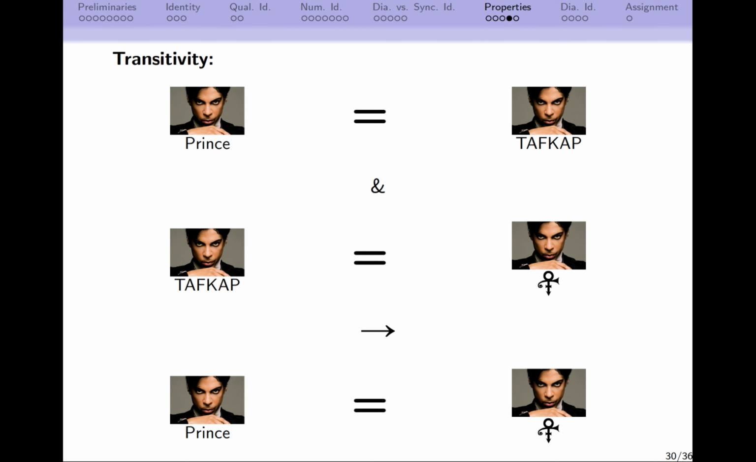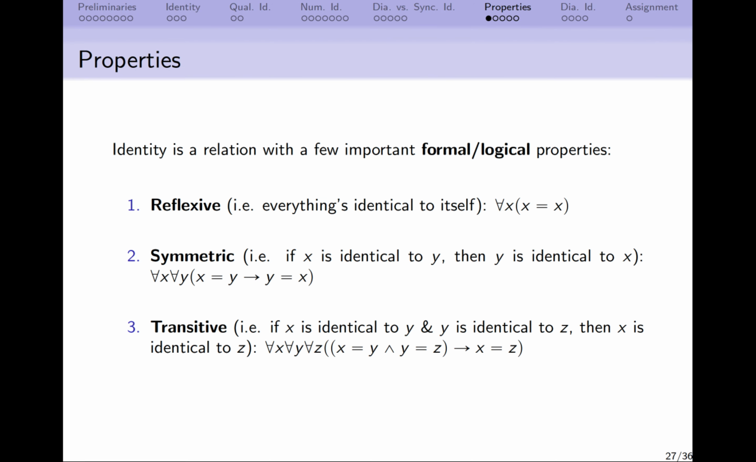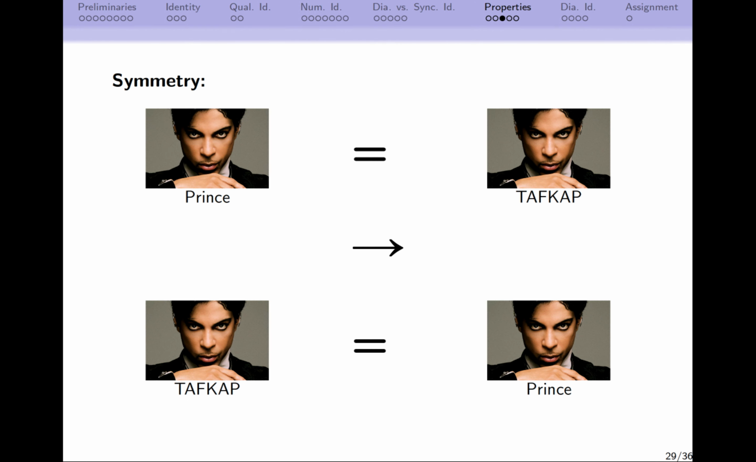Transitivity. Prince became known as the artist formerly known as Prince, and at some stage adopted this symbol as his name. I think this is supposed to be a love symbol. I think maybe he invented it. I'm not sure. So transitivity would imply that if Prince is identical to the artist formerly known as Prince, and the artist formerly known as Prince is identical to the guy known as love symbol, then Prince is identical to the guy known as love symbol. That would illustrate transitivity. Okay, so we've got these three formal or logical properties: reflexivity, symmetry, and transitivity.